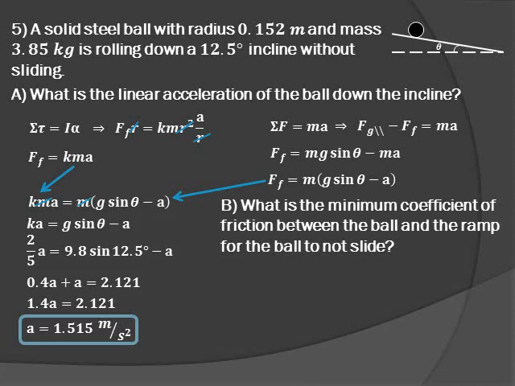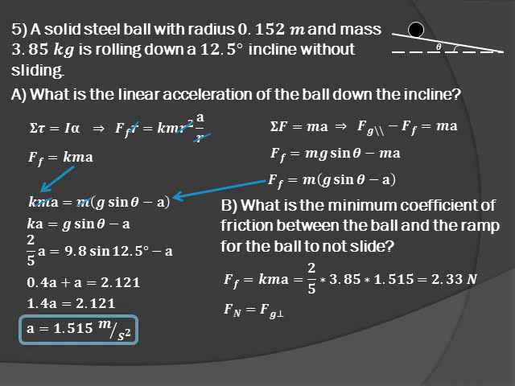Second question asks, what's the minimum coefficient of friction? Well, the force of friction is going to be less than or equal to the coefficient of static friction times normal force. So in order to figure that out, we first have to figure out the force of friction. We use this equation right here, which we actually could have used either one. It doesn't really matter, but this one has a trig function in it, and this one just looked easier to use, so I chose that one. 2/5 of 3.85 times 1.515 is going to give us 2.33 newtons of force.